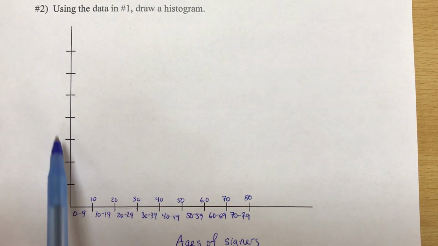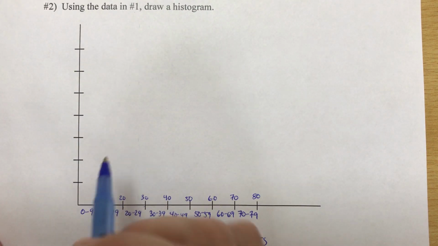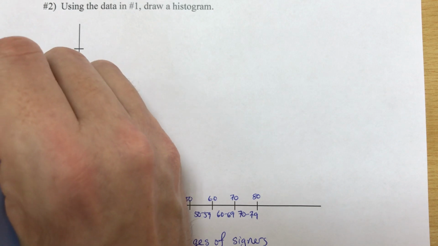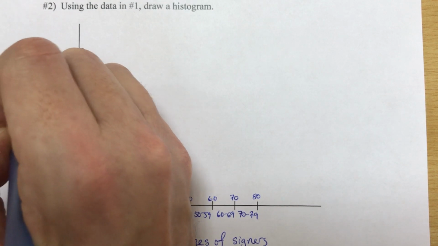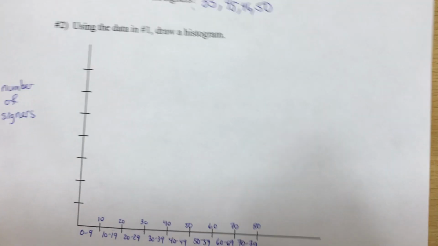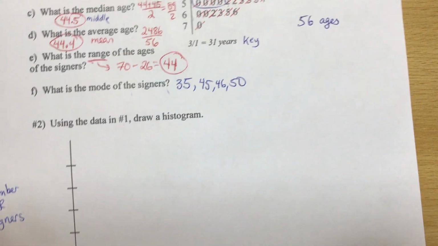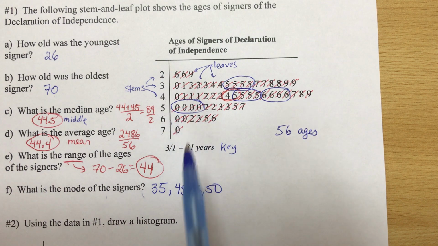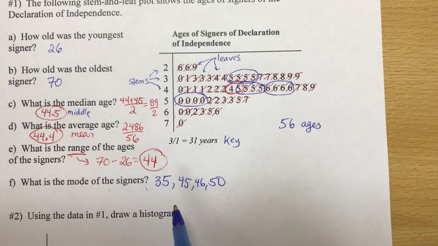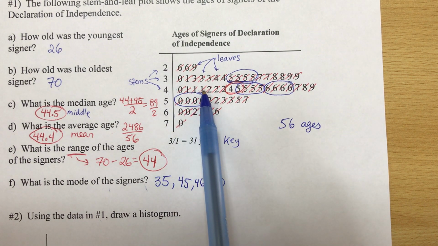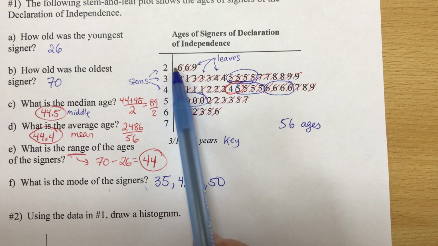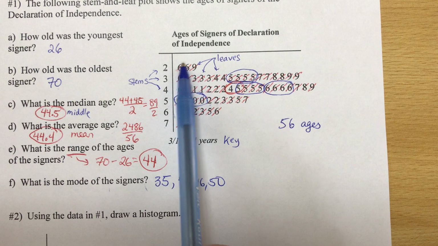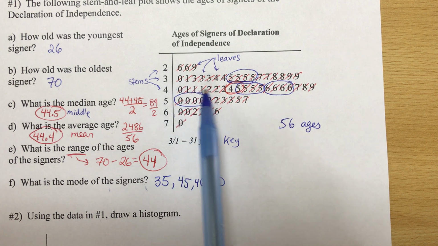And then the vertical axis will be the frequency, or the number of signers. Okay, now, coming back to the stem and leaf plot, the advantage to the histogram is that we don't need every individual number. We're not going to plot every number. We're going to plot each decade. So for example, in the 20s, we have 3 of those. 3 people were in their 20s.